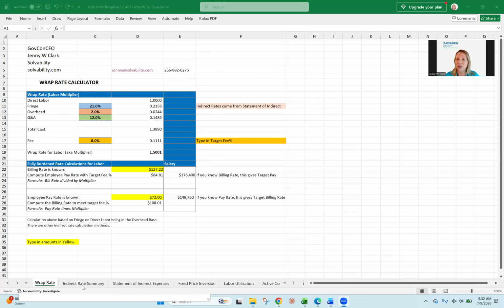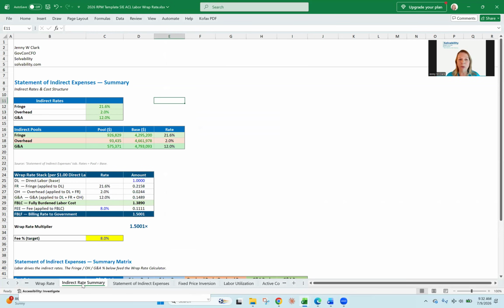I'm going to switch to the indirect rate summary. The indirect rate summary is showing you similar information in different ways, because all of these things actually tie together when you run your actual indirect rates or you create forecasting information from indirect rates. Again, as I said yesterday, don't expect to get all this at once.